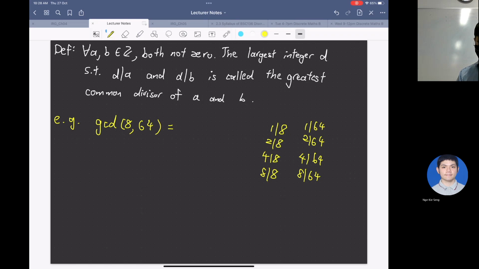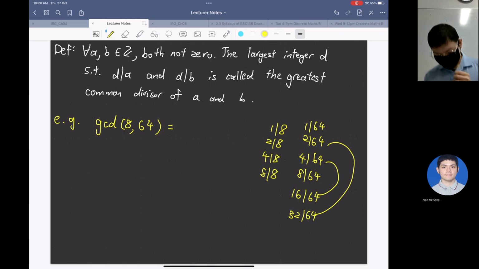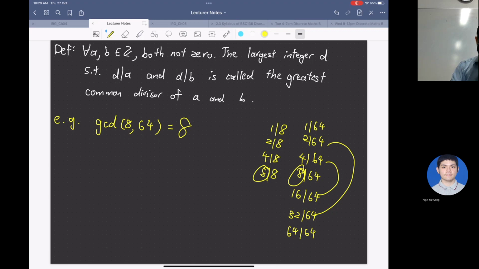I think there's more, right? 32. 32 is quite far behind, right? So you still have one more in between: 16, correct. Because these are like duals, they multiply to get 64, and of course 64 divides 64. Okay. So the largest one is 8.